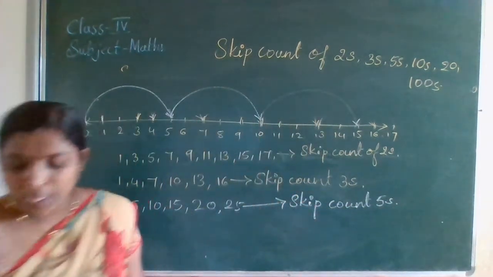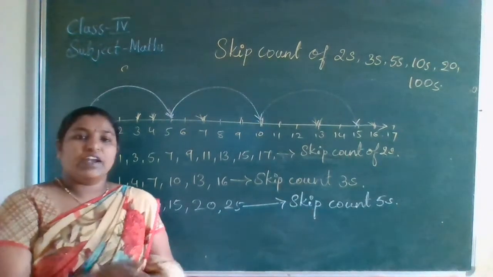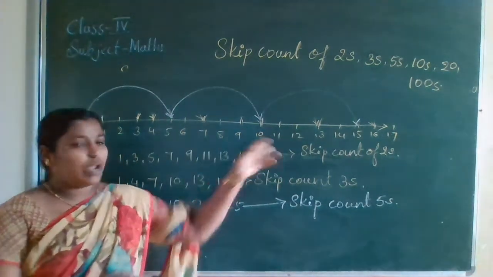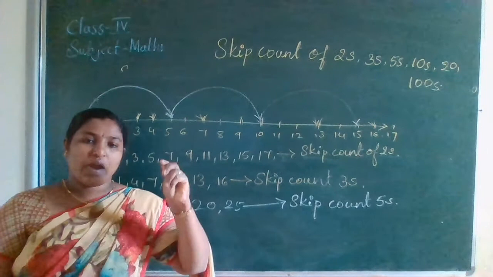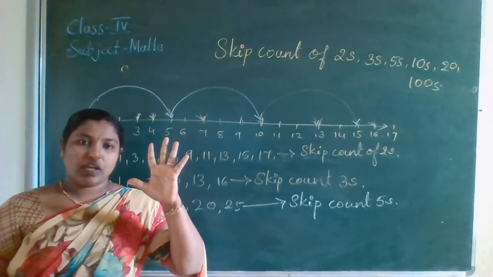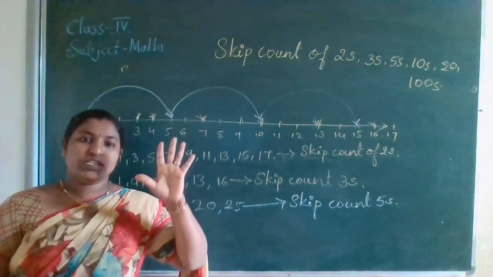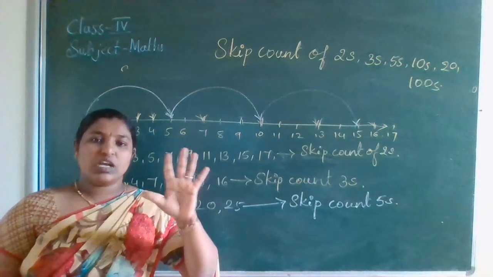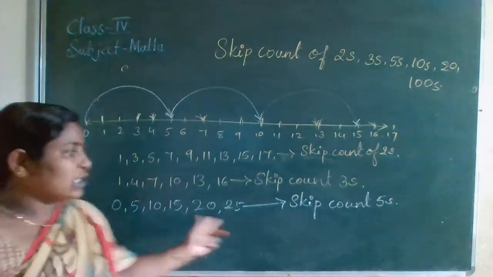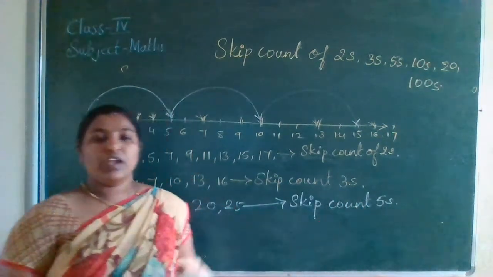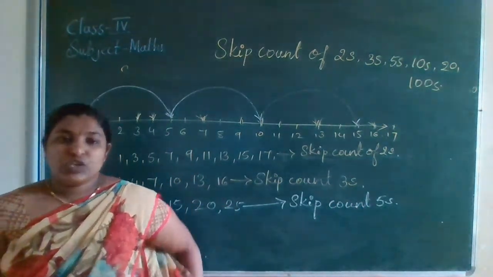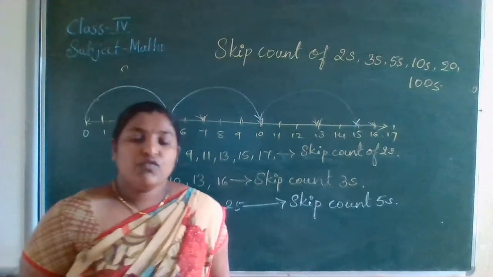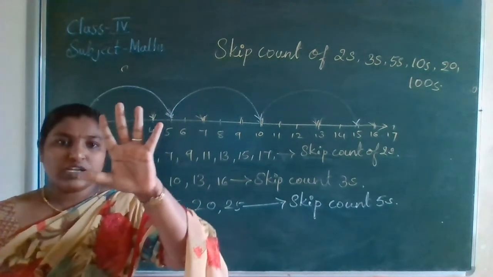5s. Okay. In fingers, how to identify? I showed it on the number line. Now how to identify it in fingers. Mathematics is an interesting subject. Many things we can do by using our fingers. Now see, skip count 5s, how many fingers should we use? We should use 5 fingers. So hold 5 fingers.